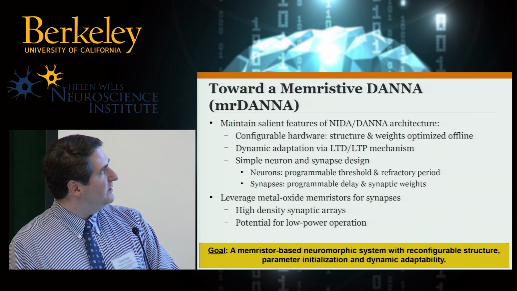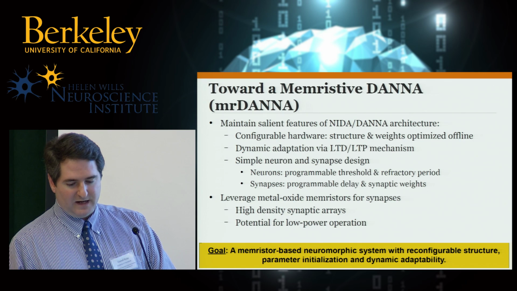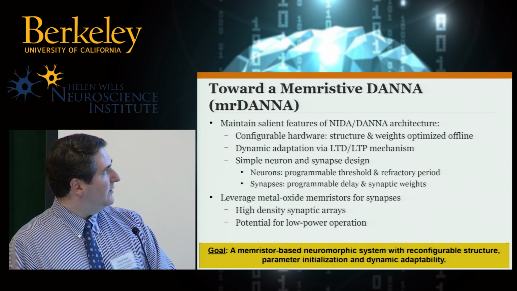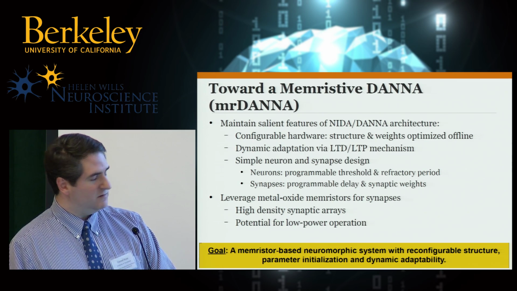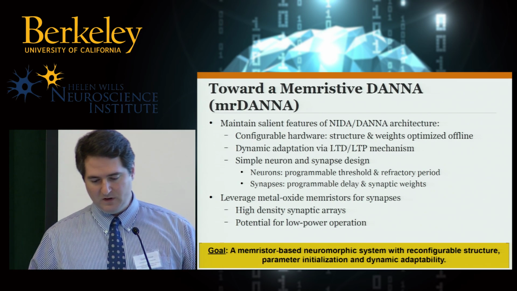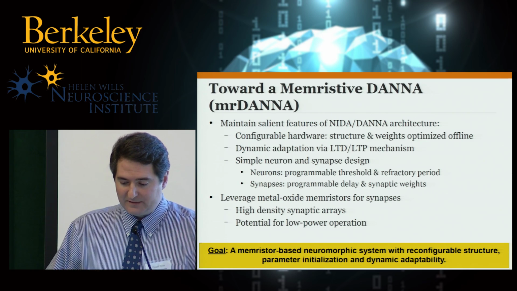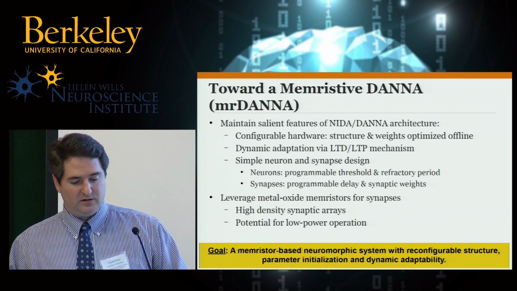And like I mentioned earlier, simple neuron and synapse design. So two parameters for our neurons, two parameters for synapses: programmable thresholds, programmable delays, programmable refractory period for the neuron, programmable weights for the synapses. And of course, these weights would evolve online via the LTP and LTD. And of course, we're leveraging metal oxide memristors for our synapses in particular.